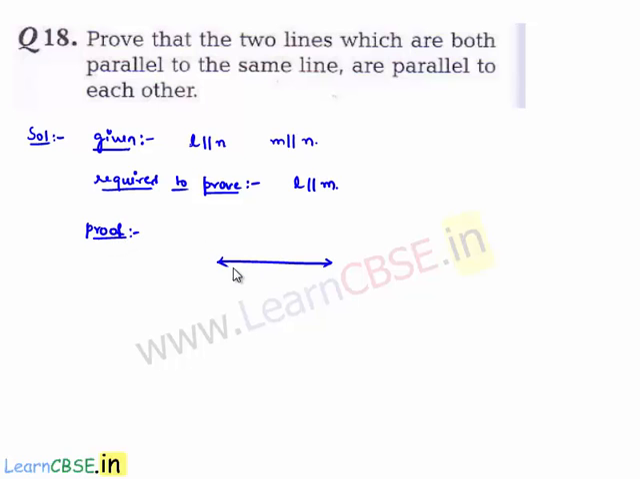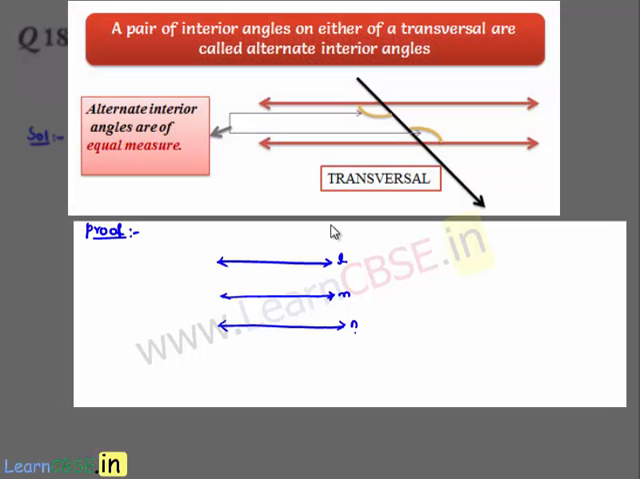Here, let us consider L, M and N as three lines, so that L is parallel to N as well as M is also parallel to N. We need to prove that L is parallel to M. In order to prove that, let us draw a transversal P and let us say that they intersect line L at A, line M at B and line N at C.